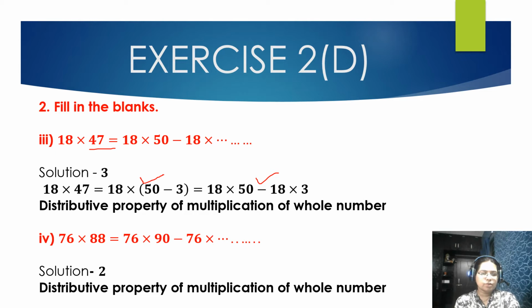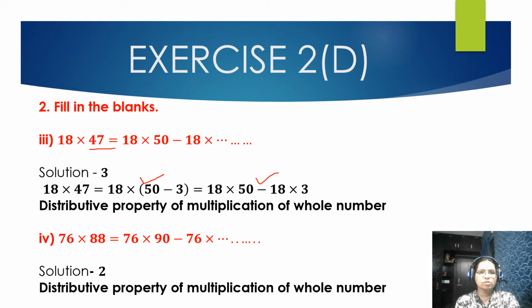And fourth bit, 76 multiplied by 88. 88 is 90 minus 2. So 76 multiplied by 88 equal to 76 multiplied by (90 minus 2). 90 minus 2 is inside the bracket.